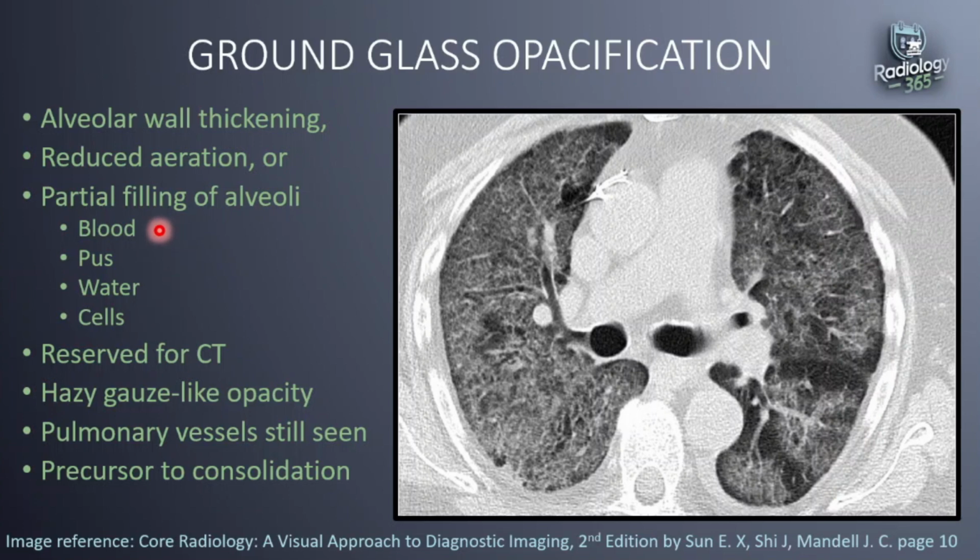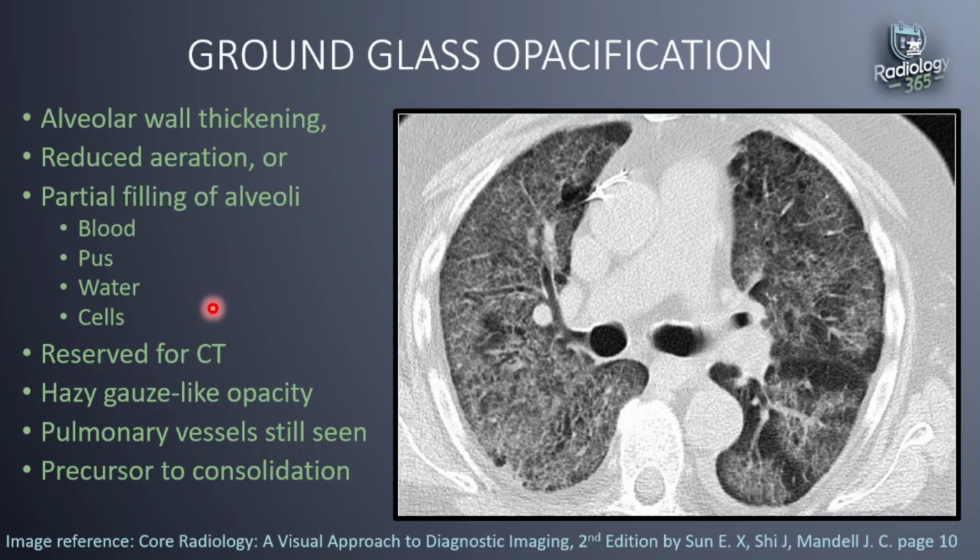So then the differential list can also come from this. When you have the walls of the alveolar also being thickened, you may have ground glass opacification because you have air plus thickened alveolar walls. When you have reduced aeration, you also have ground glass opacification because the air is reduced in relation to the solid parts of the lung, and would also cause ground glass opacification.